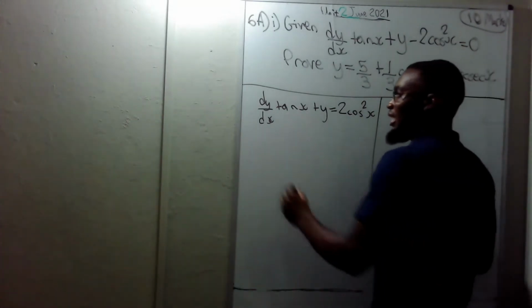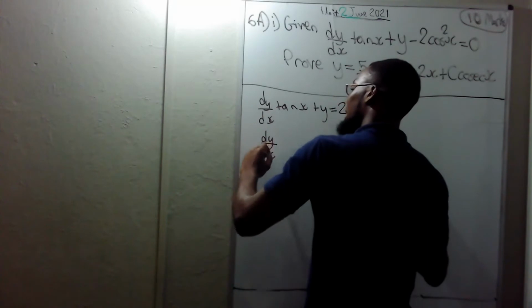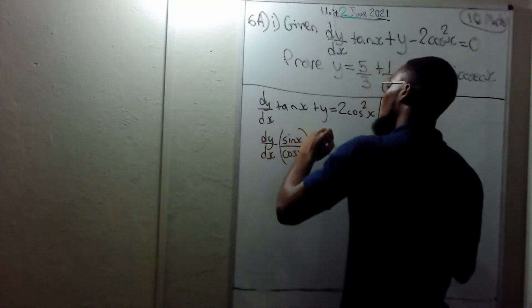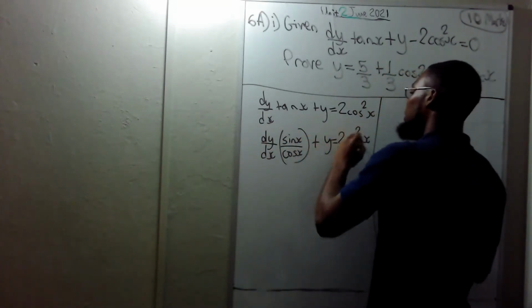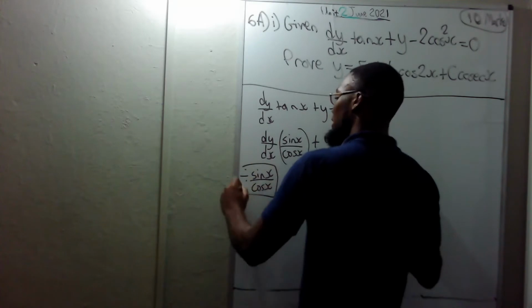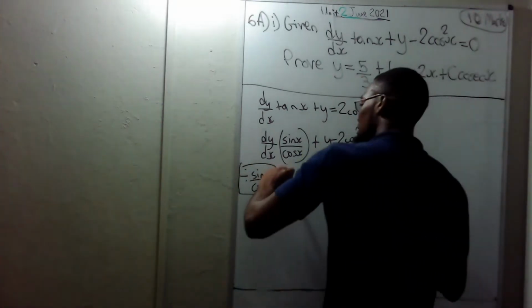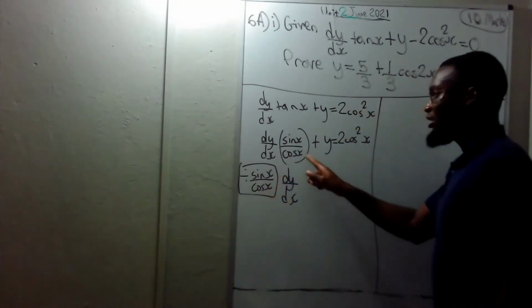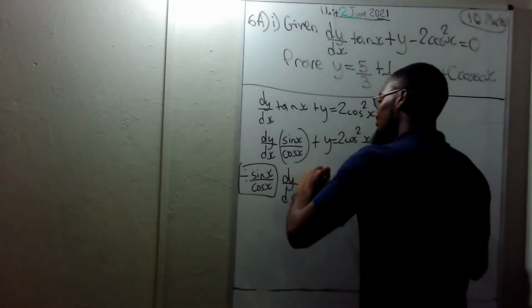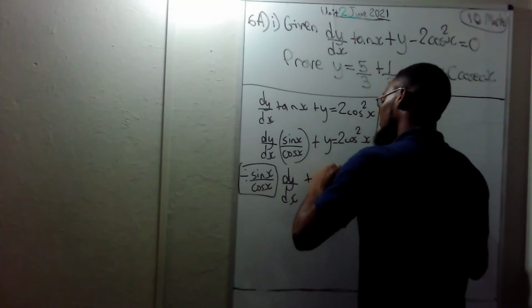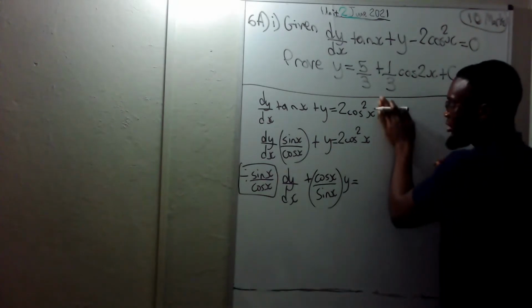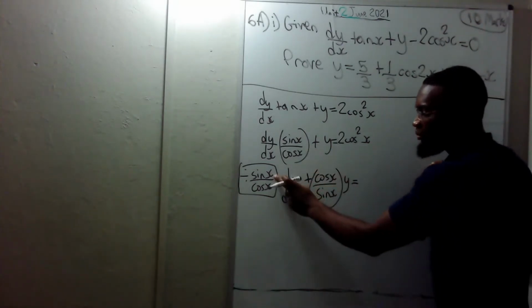Now remember that tan x is sine over cos. This is saying dy by dx times sine x over cos x plus y is equal to 2 cos square x. So we can divide through by sine x over cos x. If we divide through, this is going to become dy by dx plus cos x over sine x times y, and that's equal to now 2 cos square x divided by sine x over cos x.